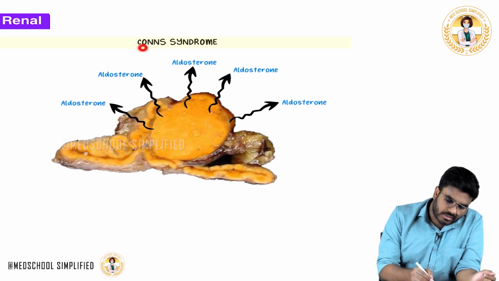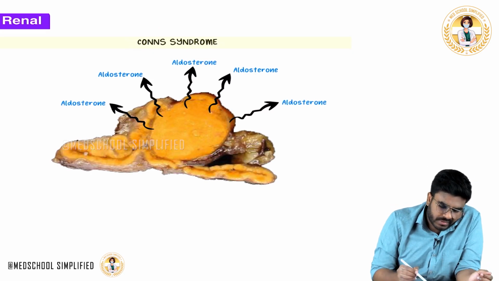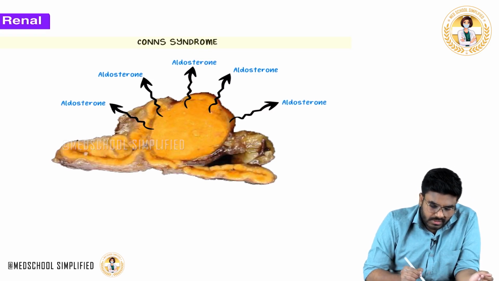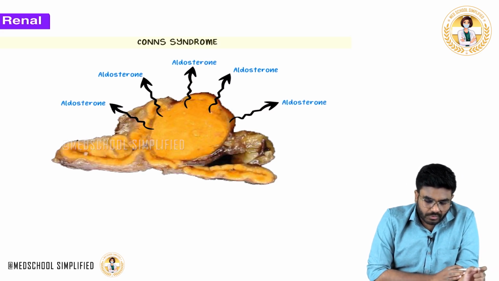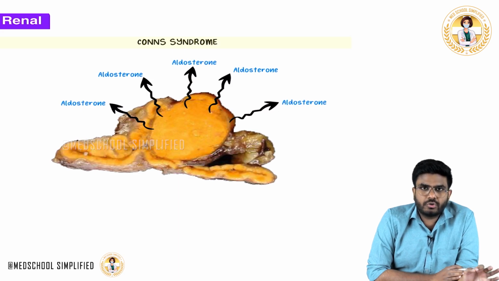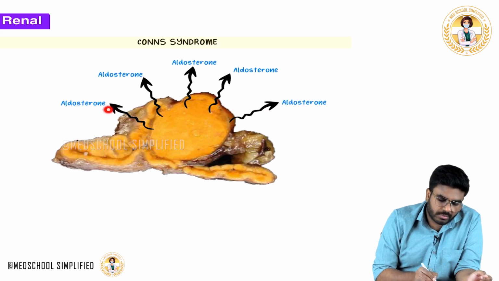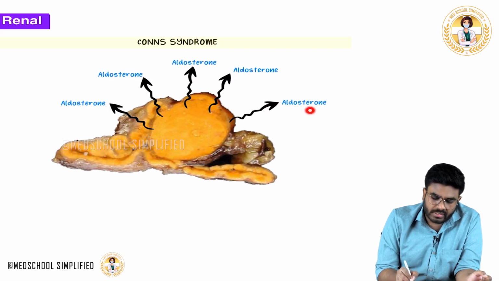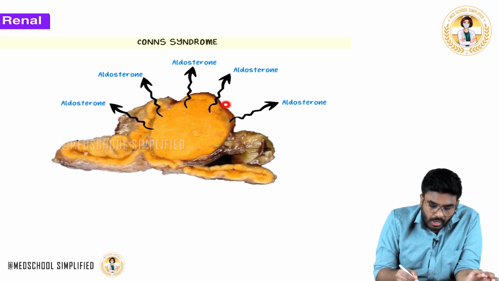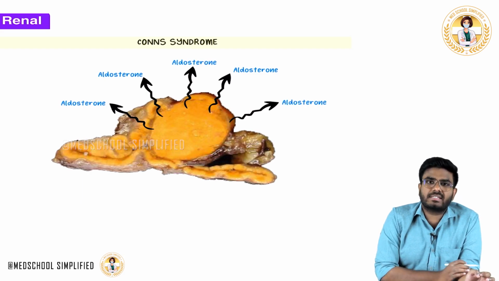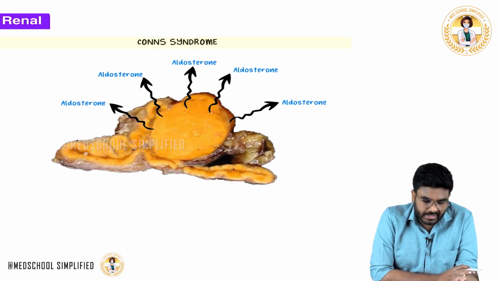Now what exactly is Conn syndrome? Simple. In Conn syndrome, here is a tumor. Where exactly is this tumor coming? This tumor is coming in the adrenal gland. In this adrenal gland there is a tumor present. I am saying it's a tumor, not a cancer, because this is not a cancerous condition. What is this tumor producing? This tumor is producing excessive amounts of aldosterone, because of the adrenal adenoma. Adenomas are not cancerous.